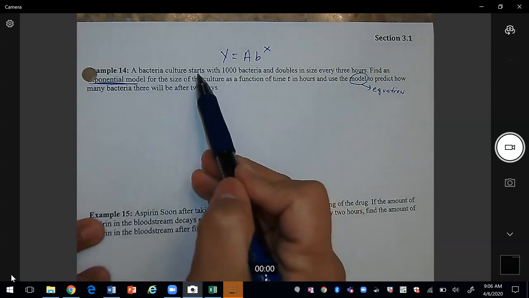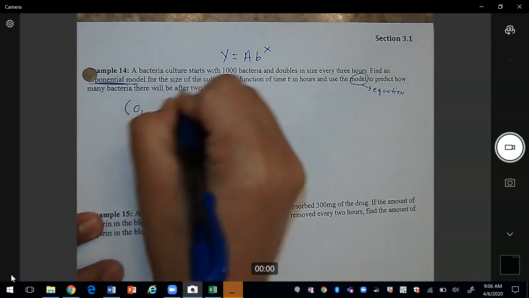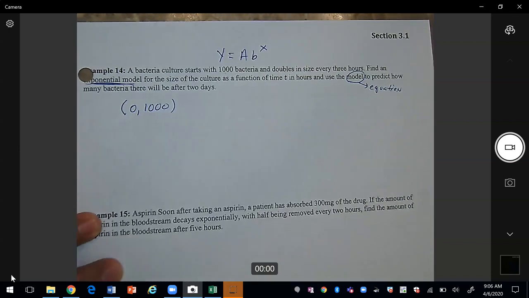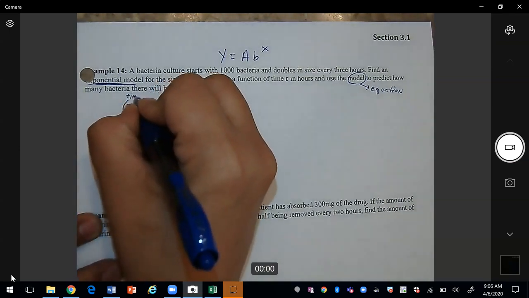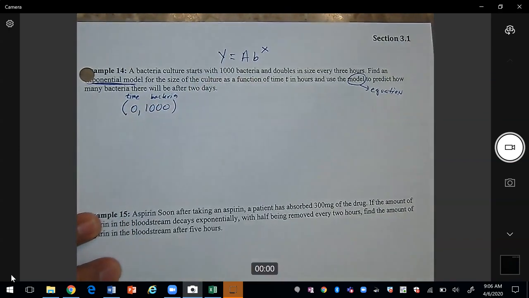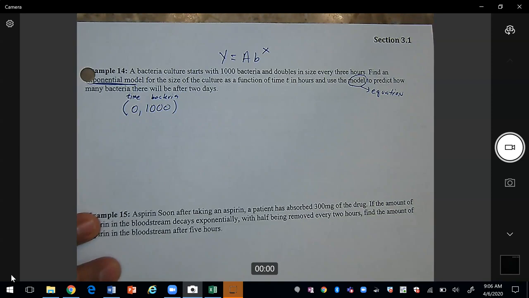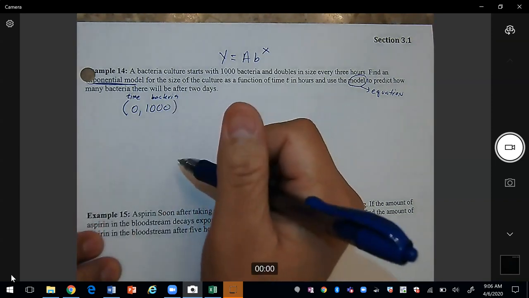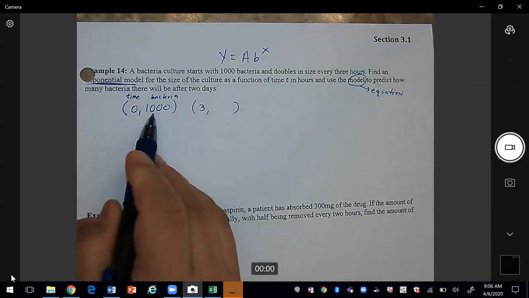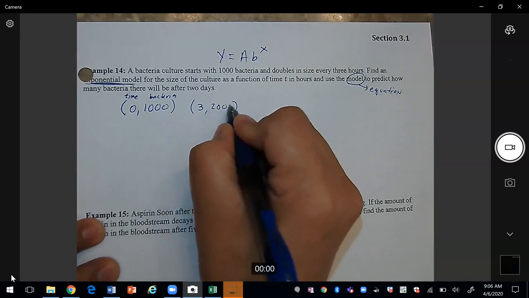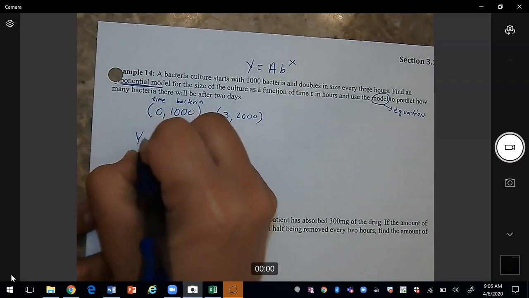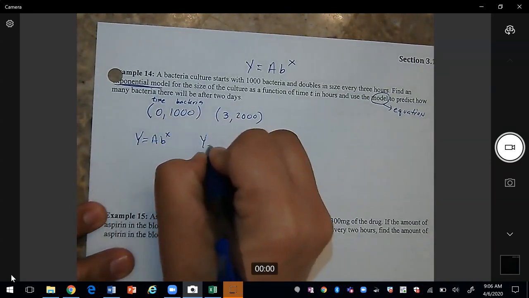So whenever you start something, we're starting with time 0. And at time 0, you start off with 1,000 bacteria. So you notice here, my 0 is going to be the time, and the 1,000 is how much bacteria I have. Then it says that it's going to double in size every 3 hours. So at time 3, this is going to double. So instead of 1,000, it's now going to be 2,000. So we can follow the procedure now since we have 2 points.